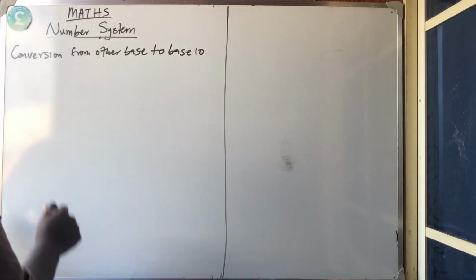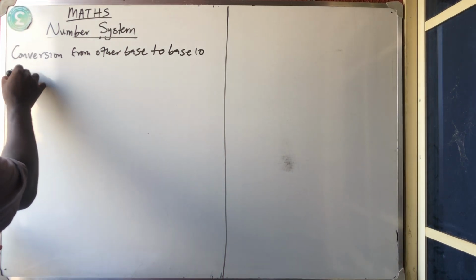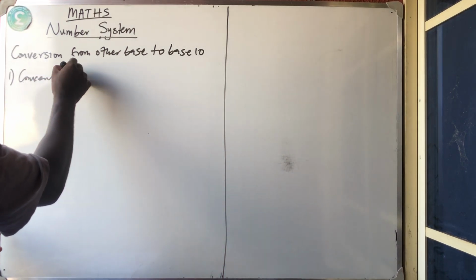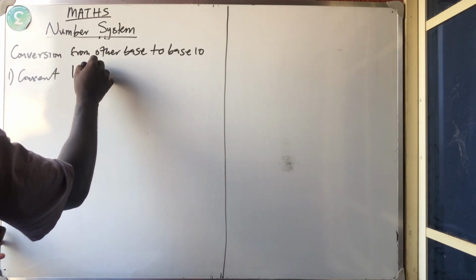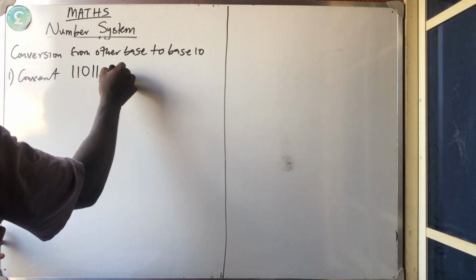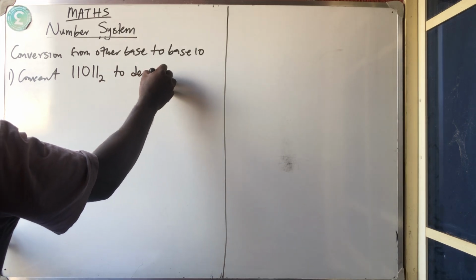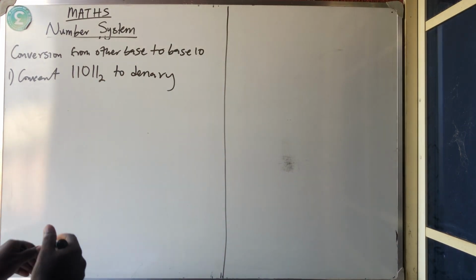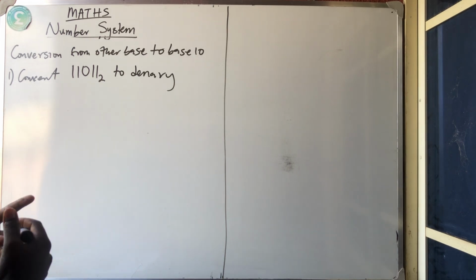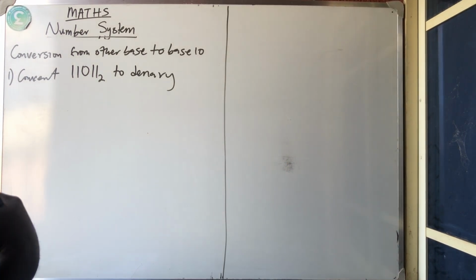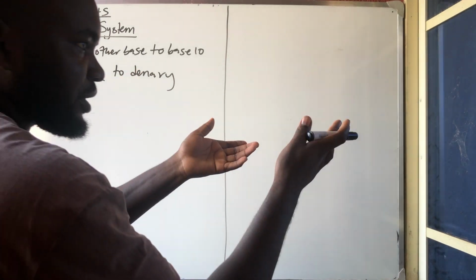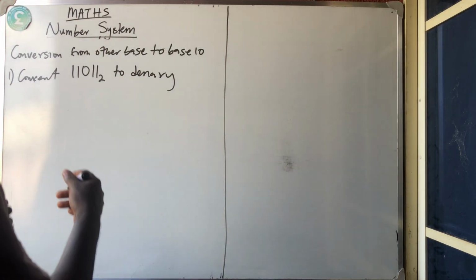The first question says convert 11011 base 2 to denary. Denary means base 10. Remember I told you, if you are moving from the oga, which is base 10, to other base, you will divide. But if you are moving from other base to the oga, you will multiply. So let us do it.